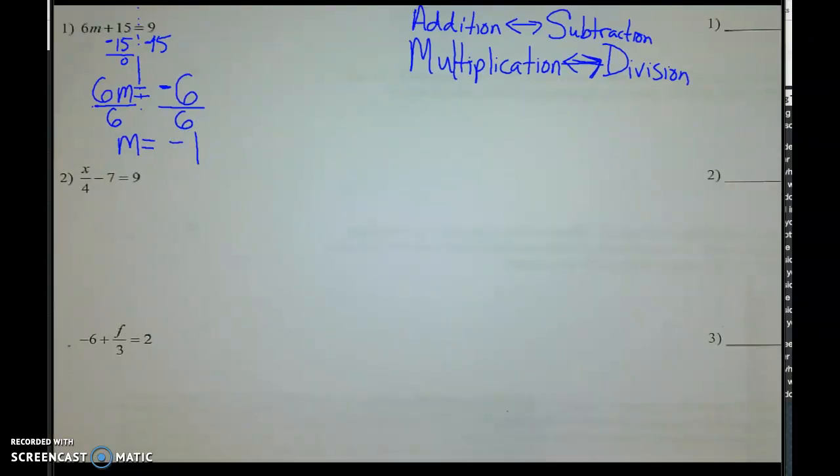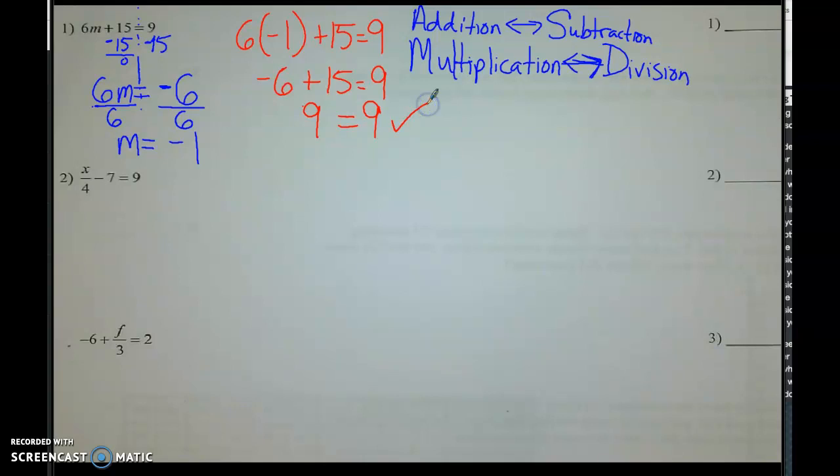Now, I can go back and I can check. I can take that negative 1 and put it in my equation. So I can go 6 times negative 1 plus 15 equals 9. So, am I right? 6 times negative 1 is negative 6 plus 15. Negative 6 plus 15, that gives me 9, which equals 9. So, am I right? Yes, we're correct.